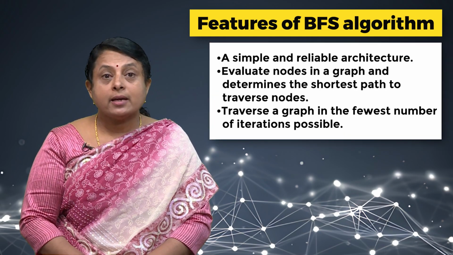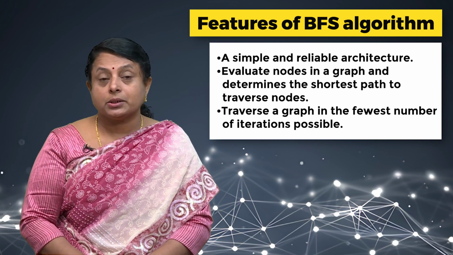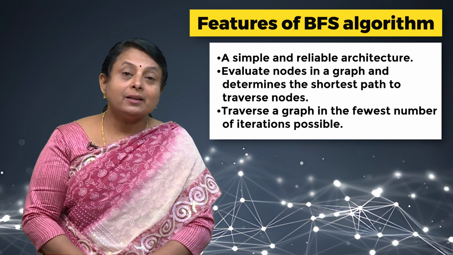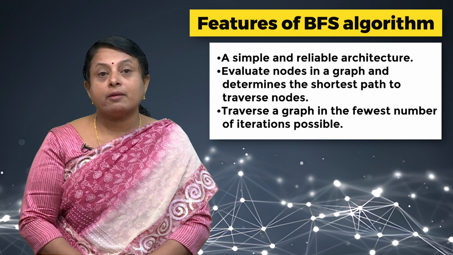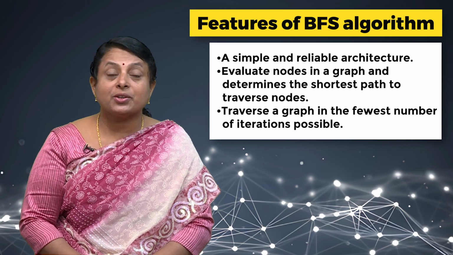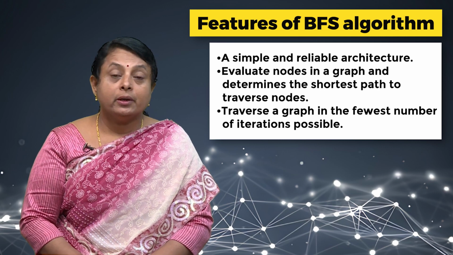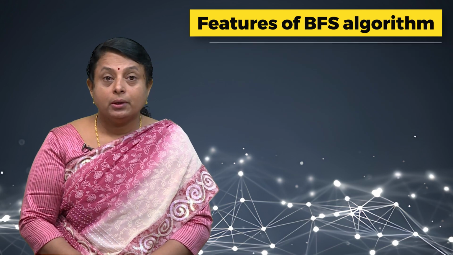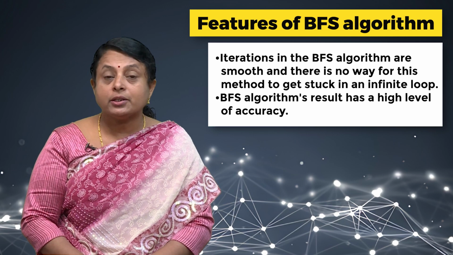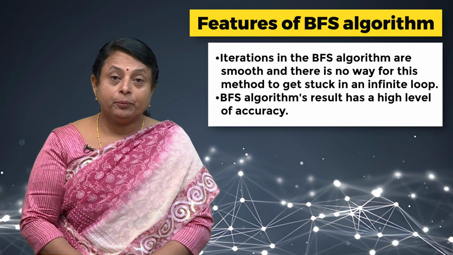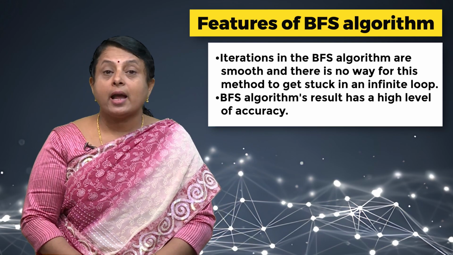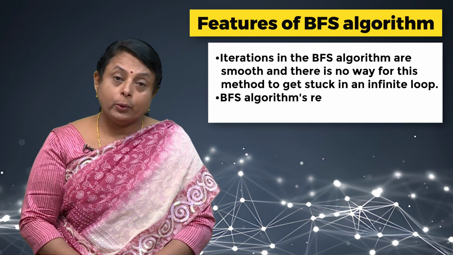BFS algorithm has a simple and reliable architecture. BFS helps evaluate nodes in a graph and determines the shortest path to traverse nodes. BFS algorithm can traverse a graph in the fewest number of iterations possible, reducing the total time duration. The iterations in BFS algorithm are smooth and there is no way for it to get stuck in an infinite loop. In comparison to other algorithms, BFS algorithm results have the highest level of accuracy.